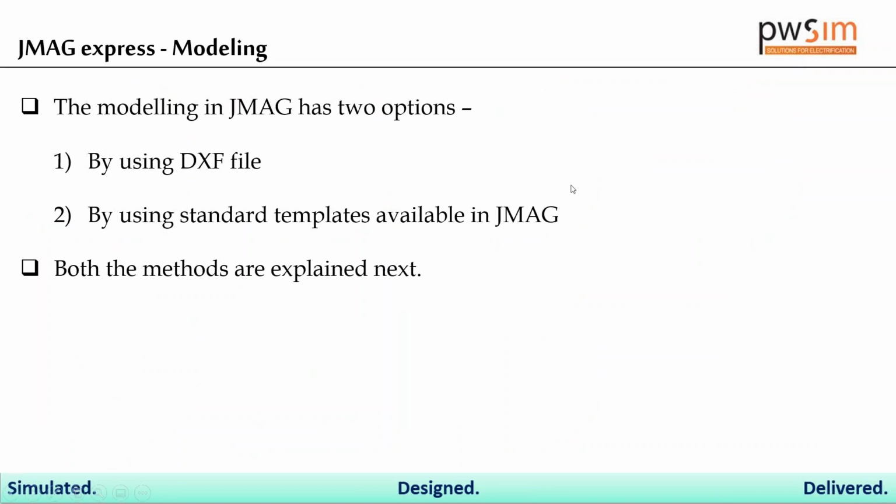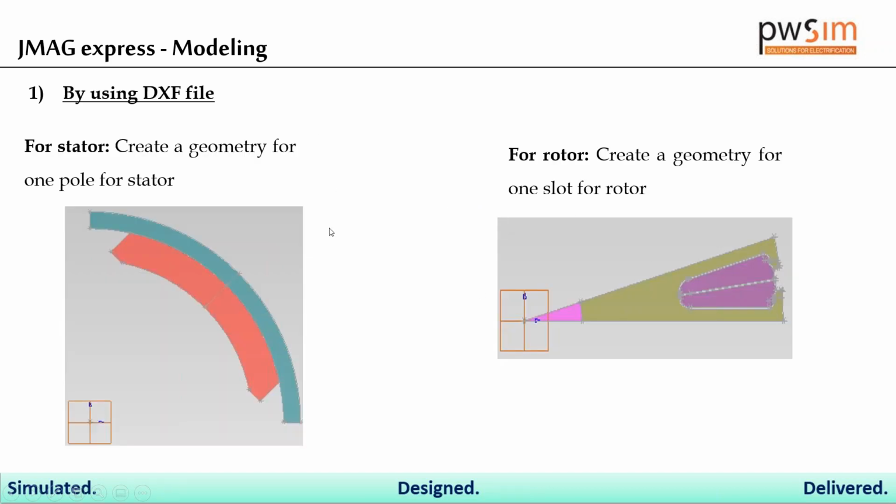Likewise, in the previous section, I told you that you can either create your own DXF file in some third-party software, or JMAG also has an inbuilt geometry editor window. You can create your DXF file inside JMAG itself, or in software like SolidWorks, or you can use the standard templates that are available in JMAG. So if I can show you, this is one of the stator geometry and rotor geometry that was created using the JMAG geometry editor window. So it is like any other CAD software.